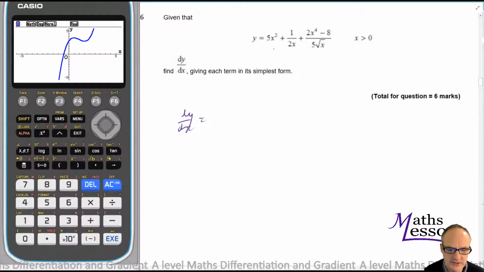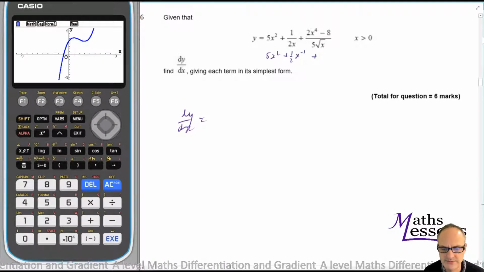Now, first of all, what I'm going to do is write this down in terms of powers of x. A common mistake here is to write this as 2x to the minus 1 and not have the half here. Then we've got x to the 4 divided by root x and 2 divided by 5, so you get 2/5 for the 2 divided by 5.